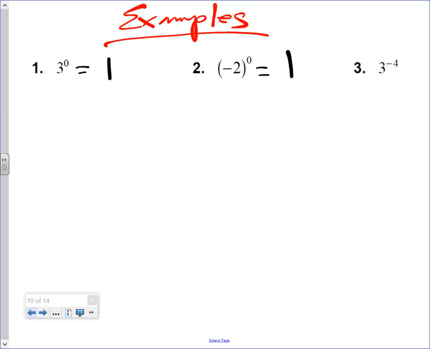Are you kidding me? This is ridiculous. How can Math 3 be this easy? Unbelievable.